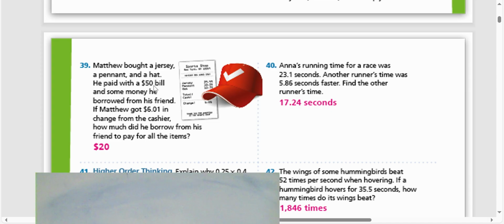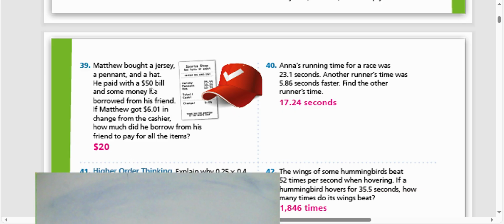Okay, he has now 50. He can borrow from him 20, because 50 plus 20 equals 70. Okay, because he got $6.01 in change from the cashier, so he needs $20 from his friend.